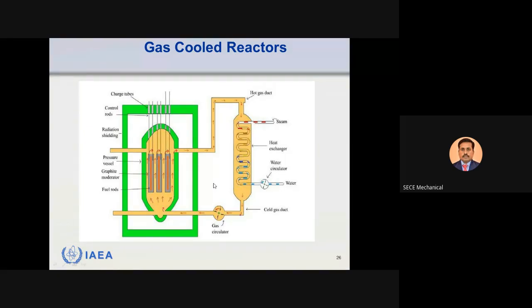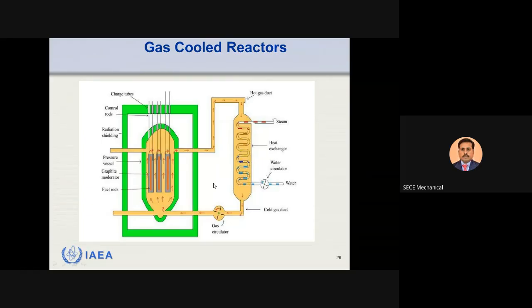So what I'm trying to say is the same thing. Every type of reactor is a similar thing, but what differs is the construction of your outer shell, what type of moderator and what type of coolant is used. Based upon that, it differs. So these are the points you have to keep in mind.